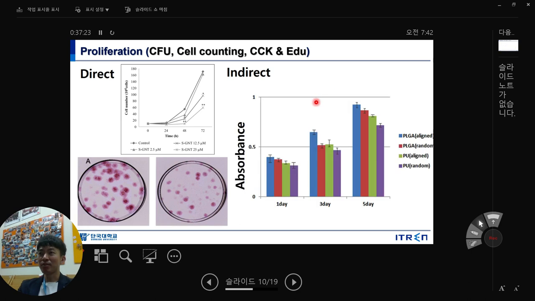And in that way, we can do CCK or pressed blood assay, right? But you have to do it at 1, 3, 5, 7 days, okay? Proliferation literally means how the cells proliferate, how one cell converts to two cells, then to four cells, okay? When you show it like this, we can say, oh, they proliferate. But you cannot say this PLJ align has a better proliferation rate than PU random. You have to remember the difference between proliferation rate and proliferation.